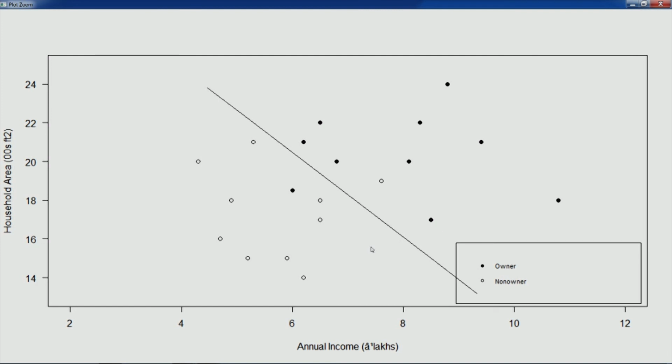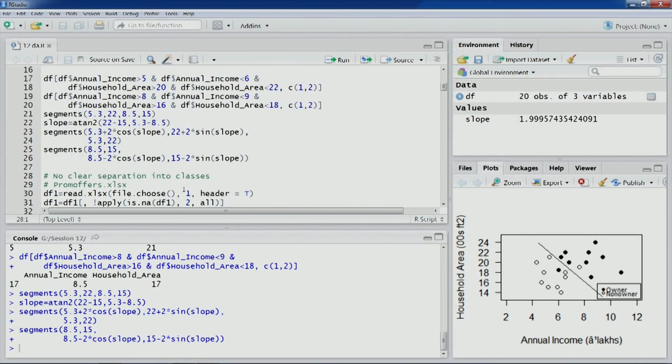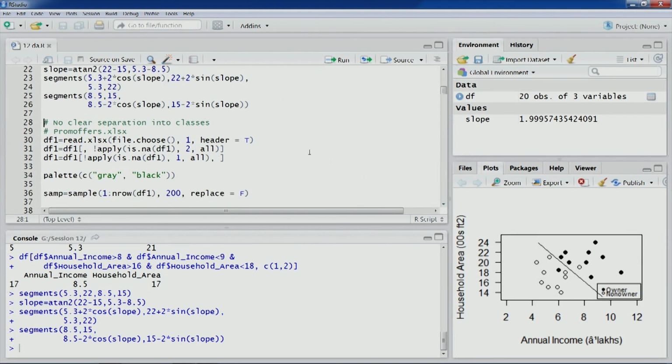So the main idea about discriminant analysis is to find this line that would be able to separate these observations. From this it is also clear that we would like to have class separation. The class separation should be quite clear for discriminant analysis to work well. So let's look at another example where this class separation is not quite clear.